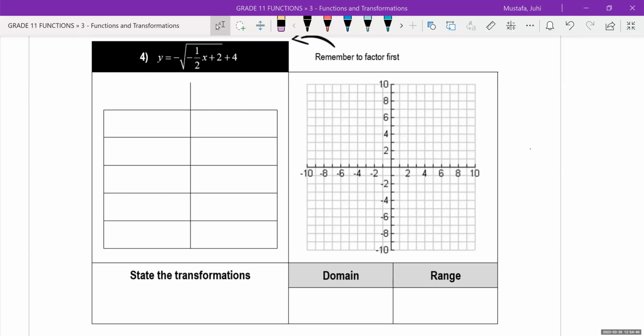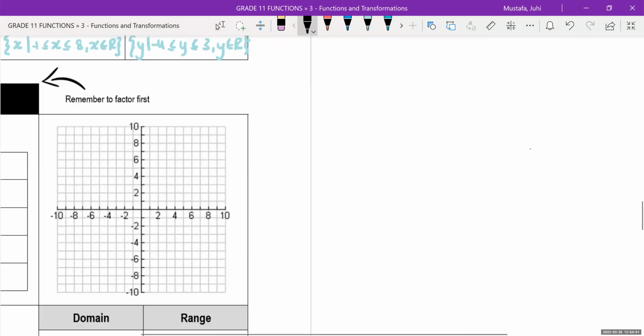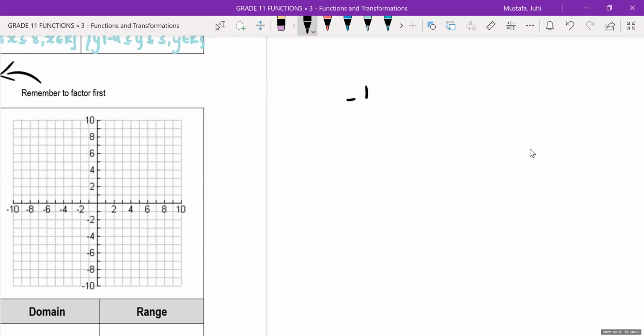Okay, so I've given you a question for the next one that you might not like, but before we do anything, let's practice factoring what's underneath the square root sign. So I'm just going to go over to the side over here. I have -0.5x plus 2. So I'm just going to isolate that part, ignore everything else.